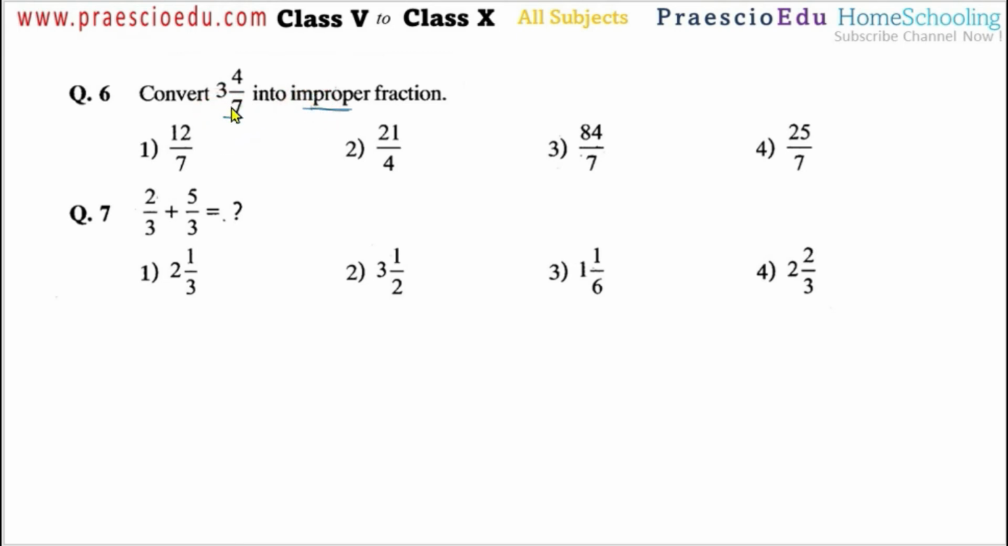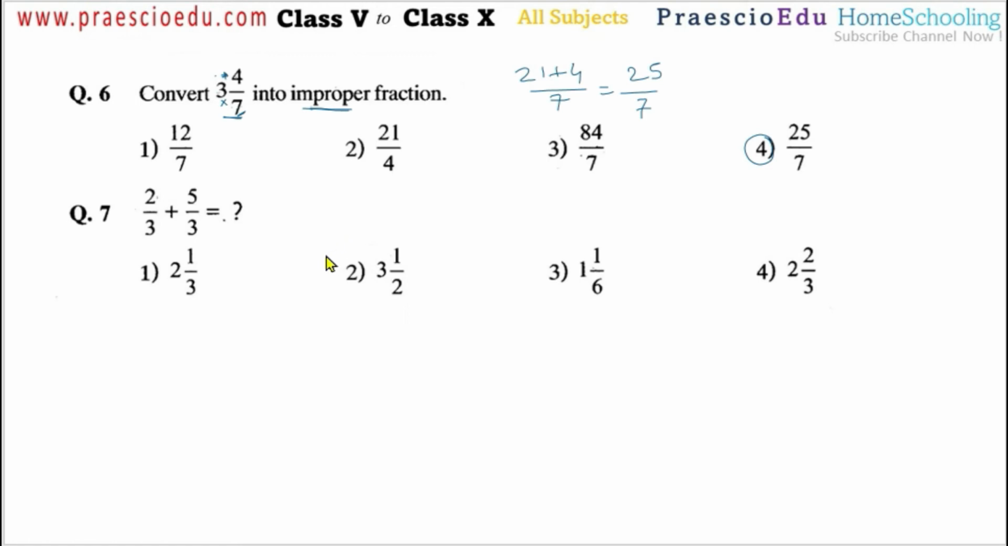So as we know, here we have to do multiplication, and after this multiplication we have to add this one. And keep this 7 in the denominator the same as it is. So 7 multiplied by 3 is 21, plus this 4, and then in the denominator 7 as it is. So 21 plus 4 means 25 upon 7. So this is in option number 4.